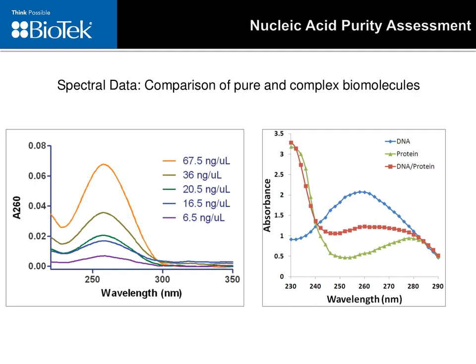If we look on the right-hand side, Figure 2, we see a biomolecular spectral data comparison. Here are the typical absorbance profiles overlaid of purified double-stranded DNA, shown in blue, BSA protein, shown in red, and a combination of the two shown in green.